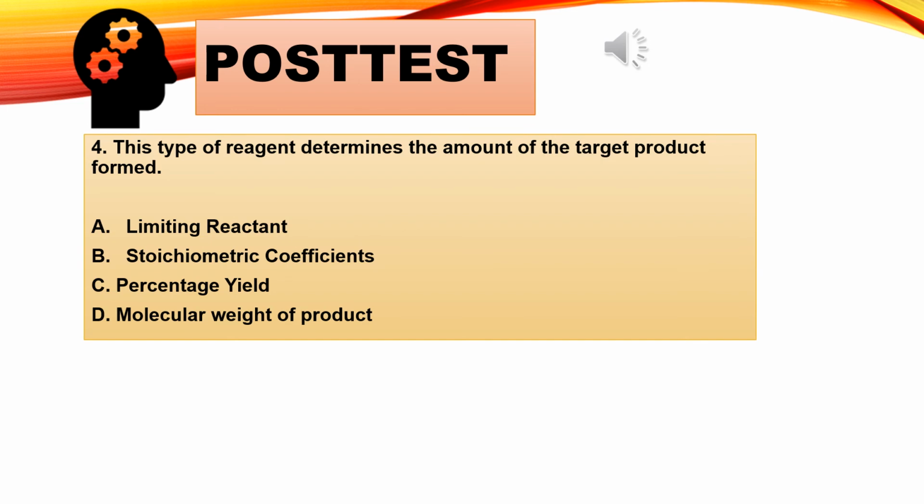Number 4. This type of reagent determines the amount of the target product formed. A. Limiting reactant, B. Stoichiometric coefficients, C. Percentage yield, or D. Molecular weight of the product. The answer is letter A.